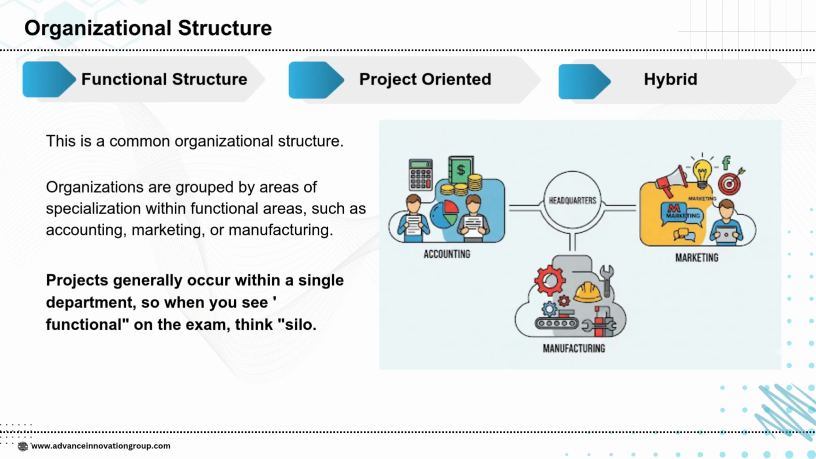In a functional structure, organizations are grouped by areas of specialization such as accounting, marketing, or manufacturing. This is one of the most common types of structures, and it's easy to recognize because work and authority are divided into clear departments. Projects in this type of structure typically stay within a single department and don't cross over into others. For example, an accounting project will usually remain within accounting, while a marketing project stays within marketing.